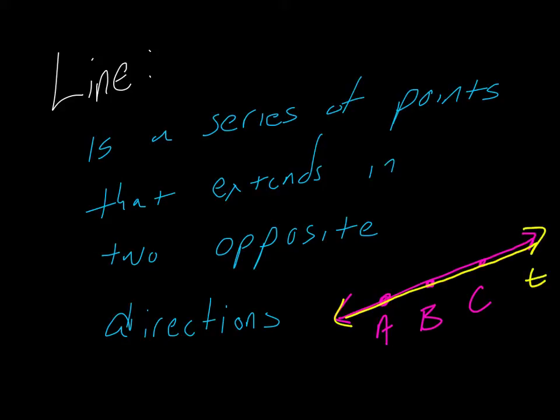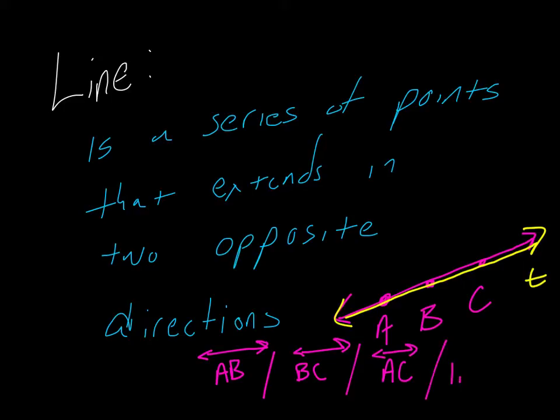Now, when we name these, we're going to use at least 2 points on the line with a little line marking above it. So we could call this line AB, because A, B are on that. We could also call that line, say, line BC, 2 points on there. And in fact, we could call it AC. We could get rid of B altogether. As long as we have 2 points on the line, we can call it that.